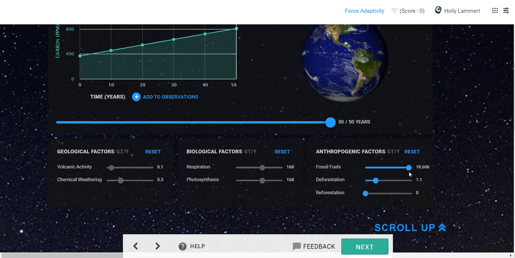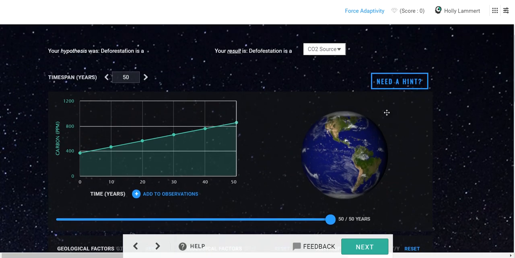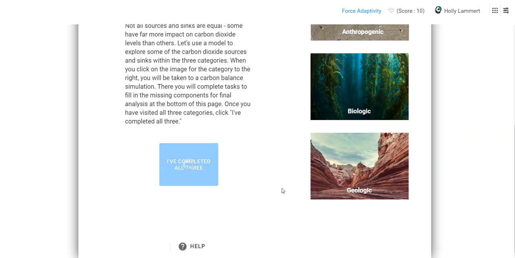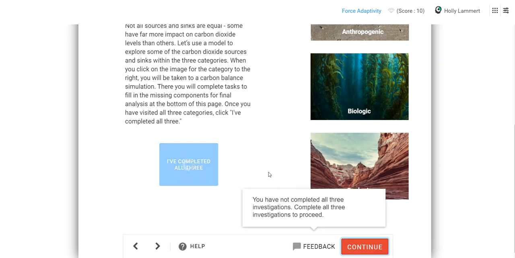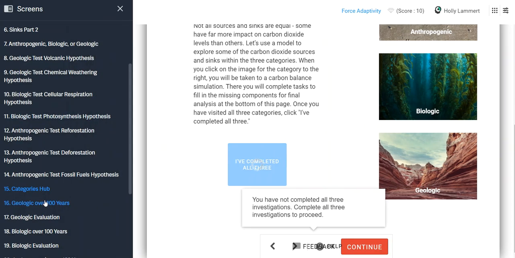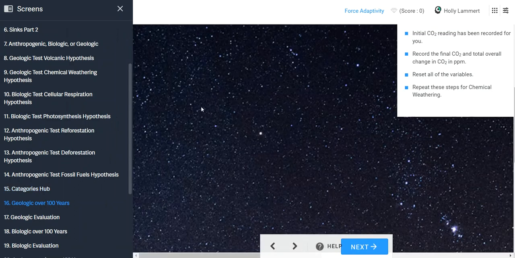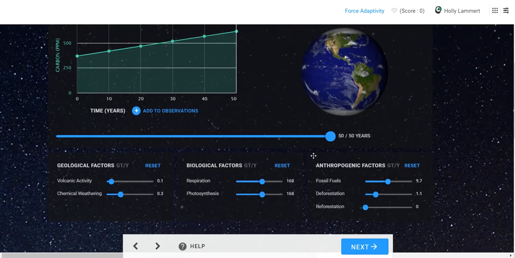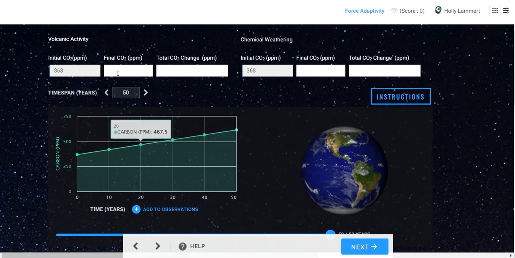Reset. And then let's look at what happens when fossil fuels increase. That goes up a lot too. Okay, so fossil fuels are a source. All right, so now we've completed all three. Okay, so now they want us to go back and actually plug in some of those numbers, which is cool.